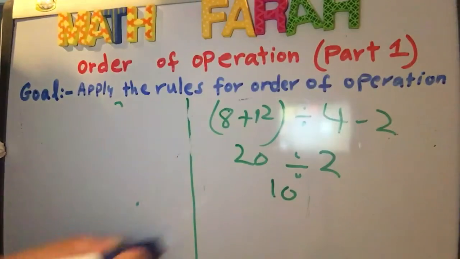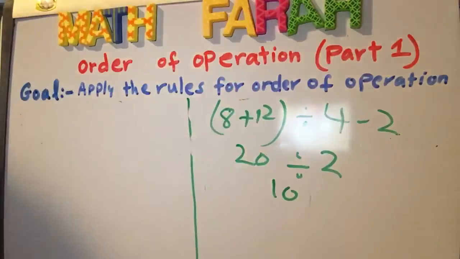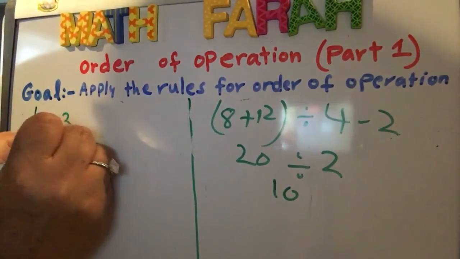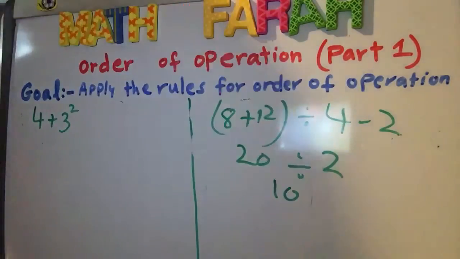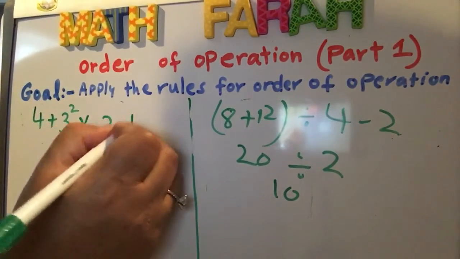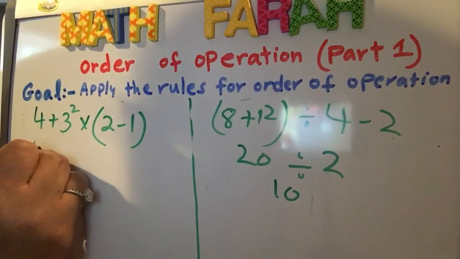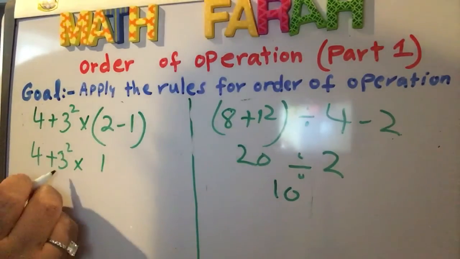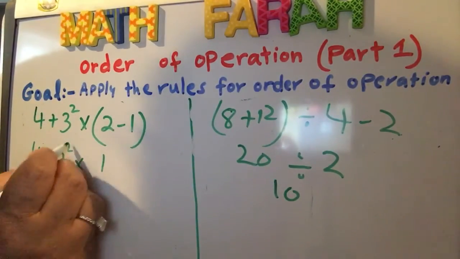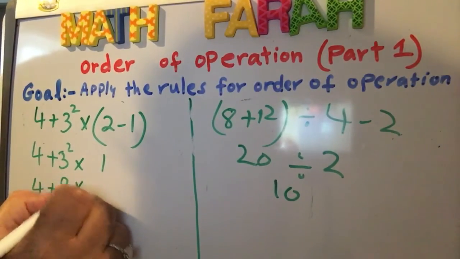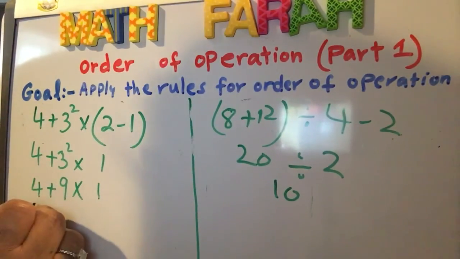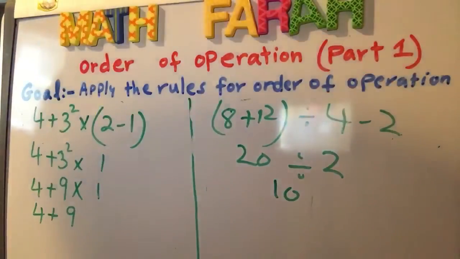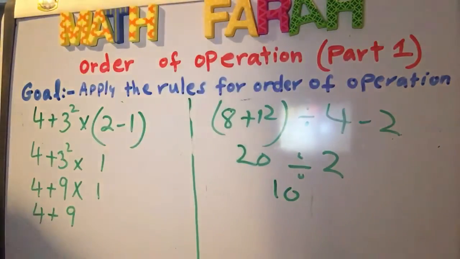And that's our last question. Okay. So our last question is 4 plus 3 power of 2, multiply (2 minus 1) in a bracket. So first we will solve our brackets. 2 minus 1 is 1, and next is powers. 3 multiply 3 is 9, multiply 1. So now 9 by 1 is 9, and 4 plus 9 is 13.